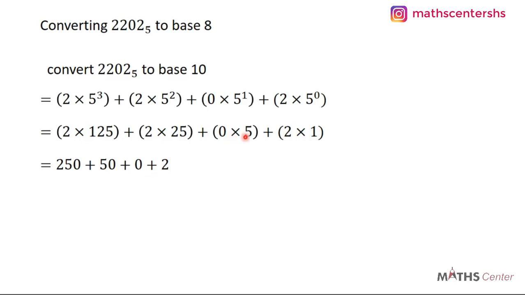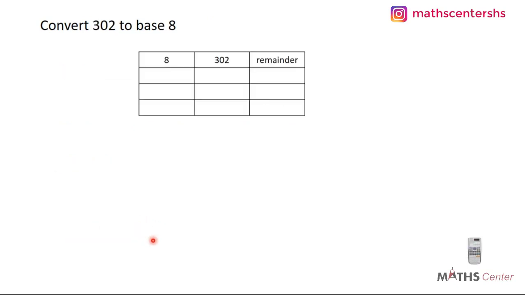0 times 5 will give us 0. Then 2 times 1 will give us 2. You add everything here and we are getting 302. So we can say that if you convert 2202 base 5 to base 10, you have 302. But we don't want it in base 10. We want it in base 8. So we now convert 302 to base 8.